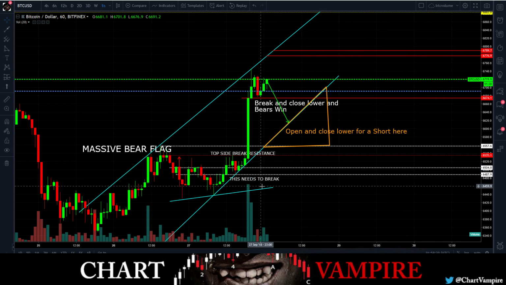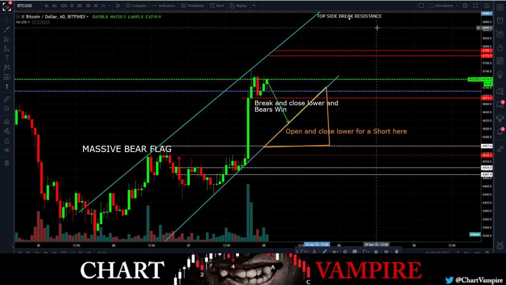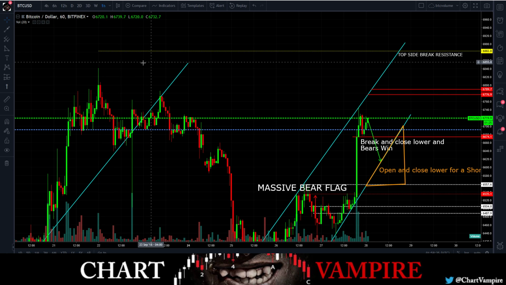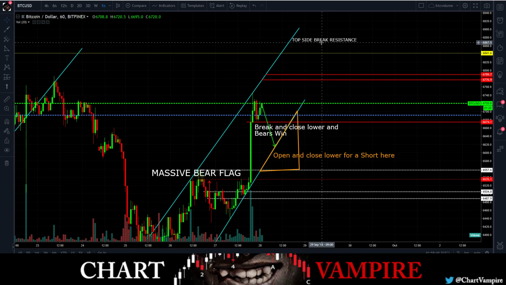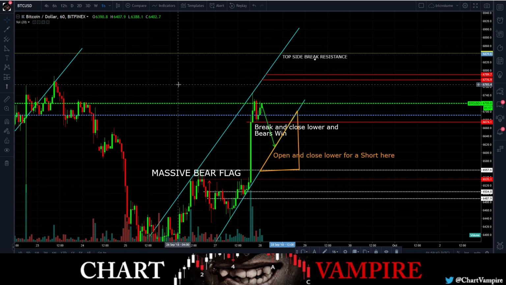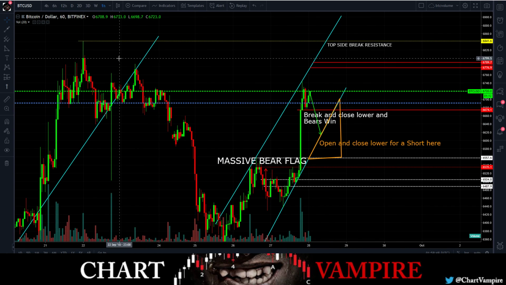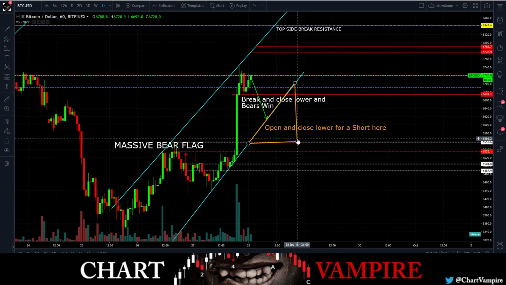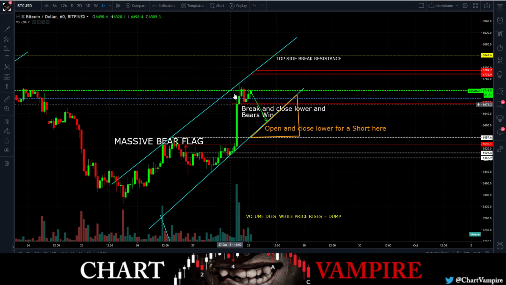And we're going to get rid of this. We're going to get rid of that. Okay, so topside resistance is now way up here. All right, we're going to scoot this down to here. There's your topside resistance, and there's the top side of your wedge. There's the bottom side of your wedge. And you're trapped in the channel.